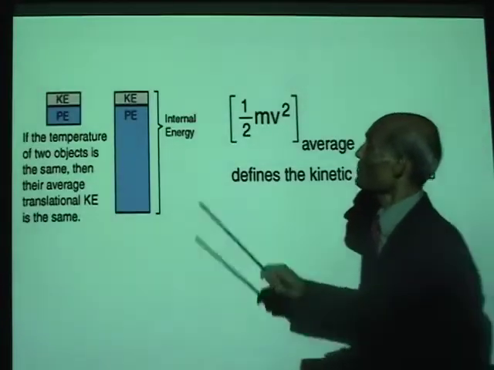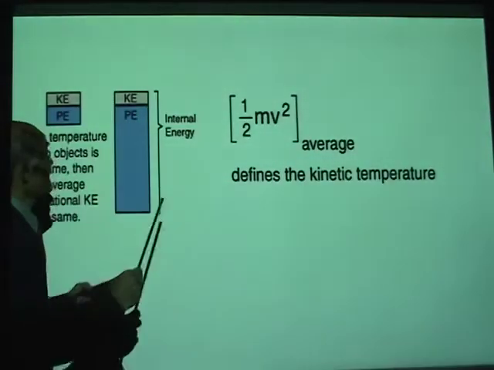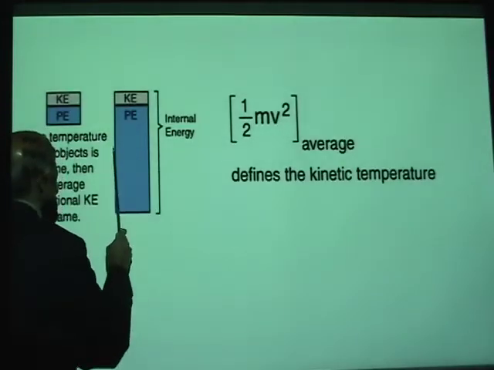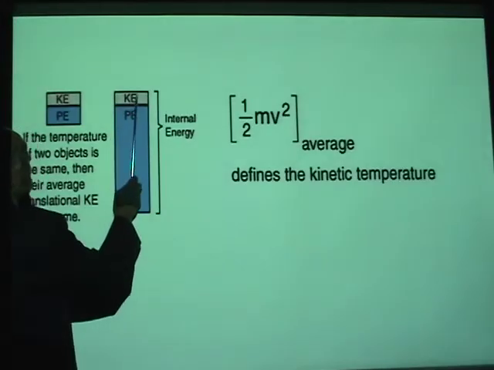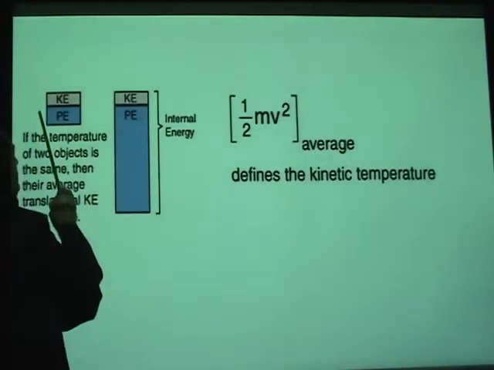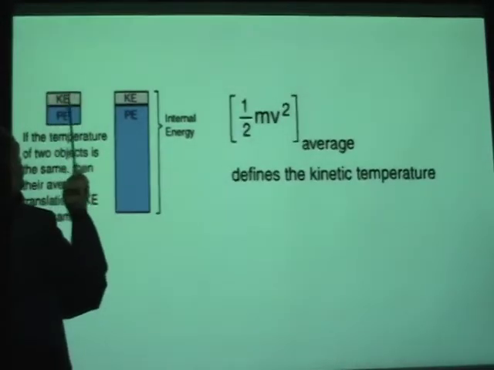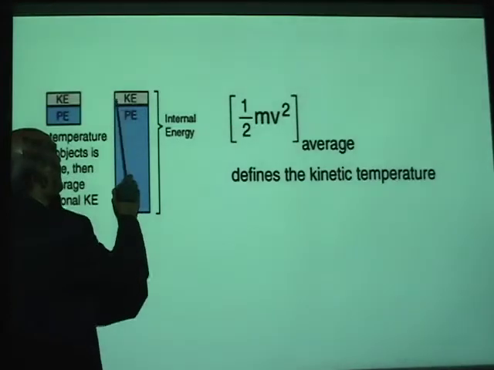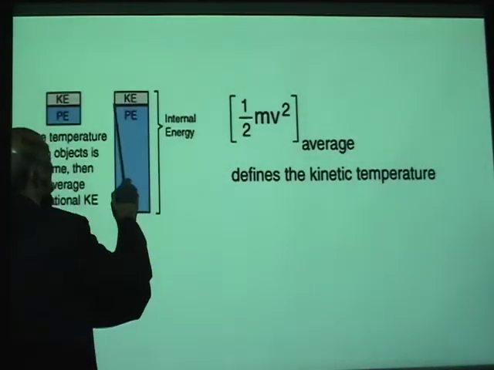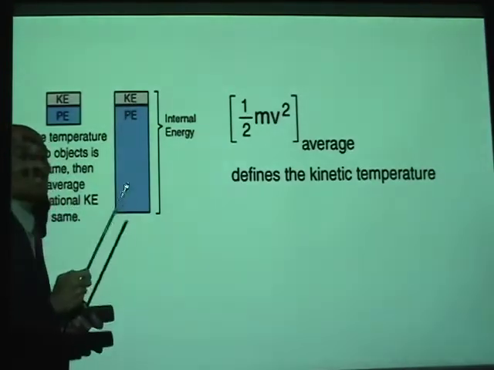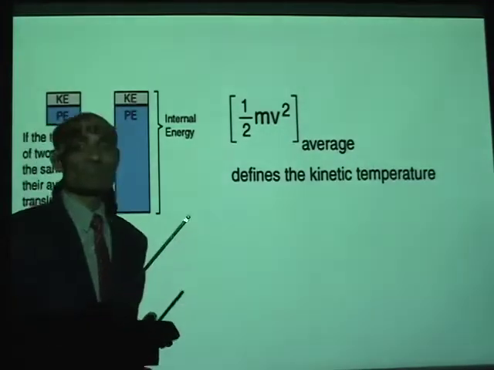Now look at this illustration. The internal energy of an object is made up of potential energy and kinetic energy. Now I have two situations here. Look at this object. This is the amount of potential energy and this is the amount of kinetic energy. And over there, this is the amount of potential energy and this is the amount of kinetic energy. What can you say about the temperature of these two objects?